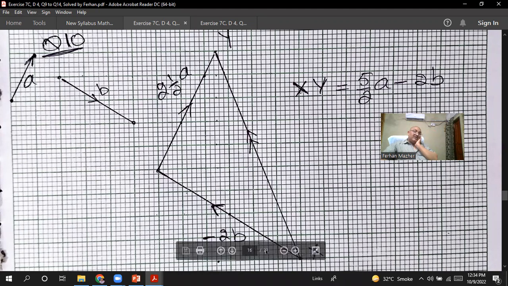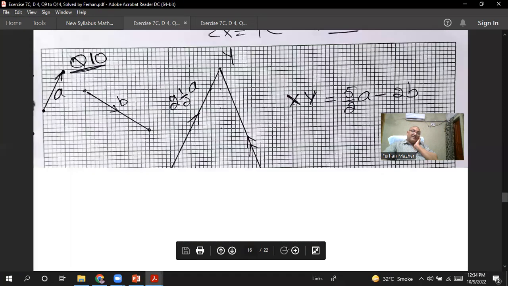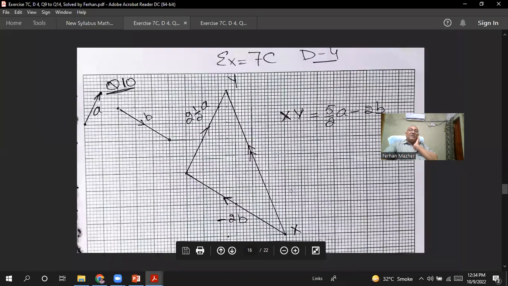So I moved 3 steps. How can we do that? Okay, let me show you. So I moved 1, 2, 3, 3.5, then 2 steps up. 1, 2, 3, 2 steps up. That's minus B. So this is minus 2B. So this vector is minus 2B.